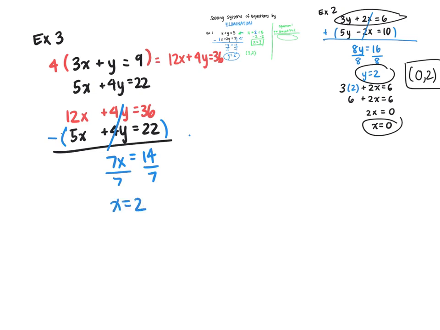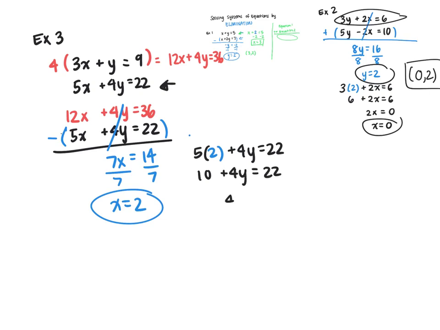Well, great. Now, the last thing we need to do is plug x equals 2 into one of the equations. So let's plug it into this equation. So we get 5 times 2 plus 4y equals 22. 10 plus 4y equals 22. 4y equals 12, and then y equals 3. Okay. So here we did have to manipulate by multiplying.